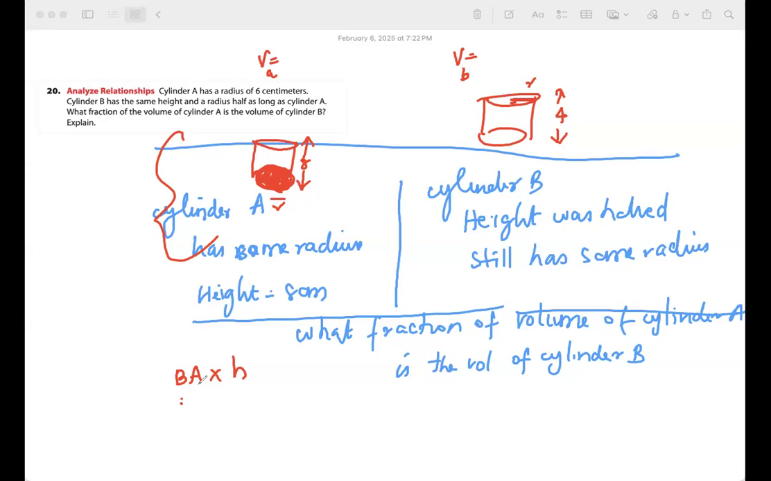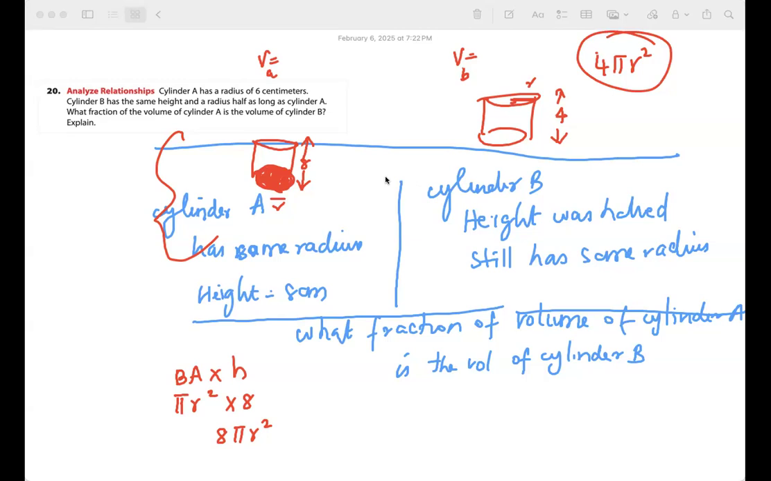Base? Okay, so the base area of the circle is pi times r, right? So that's pi r square. What is the height? 8. Good job. So the volume of the cylinder is 8 pi r square. What is the volume of cylinder B, Sanvi, now? 4 pi r squared. Good job.